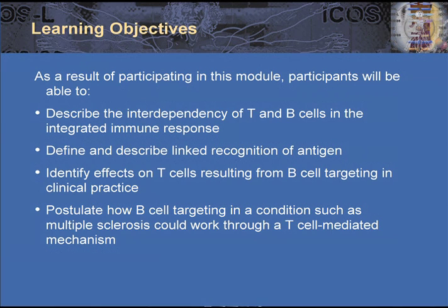first, describe the interdependency of T cells and B cells in the integrated immune response. You'll also be able to define and describe the linked recognition of antigen by B cells and T cells, and identify effects on T cells that result from B cell targeting in clinical practice. You'll also postulate how B cell targeting in a condition such as multiple sclerosis could work through a T cell mediated mechanism. So to begin, let's just remind ourselves of the overall organization of the immune system.